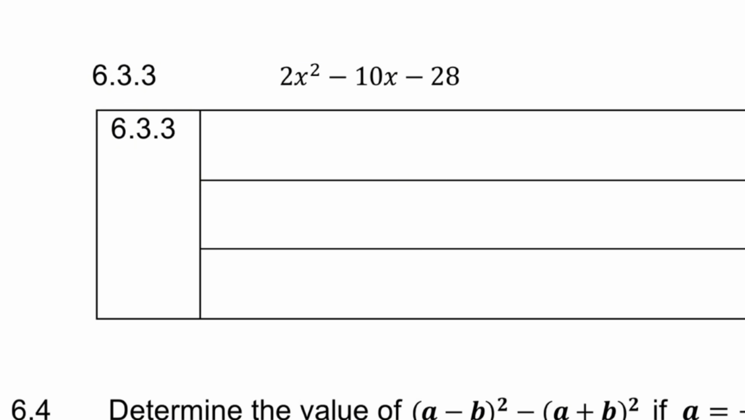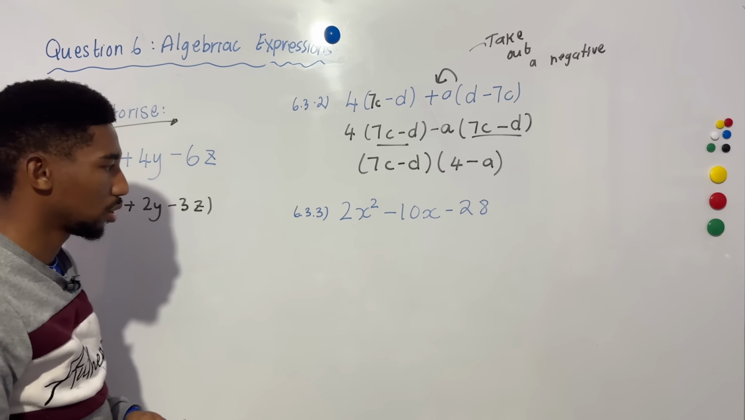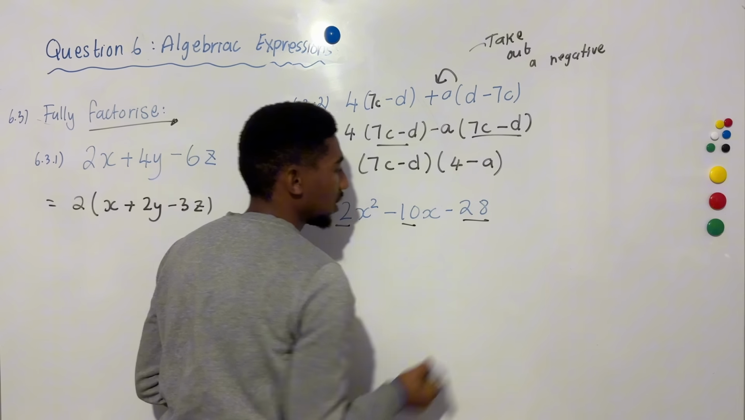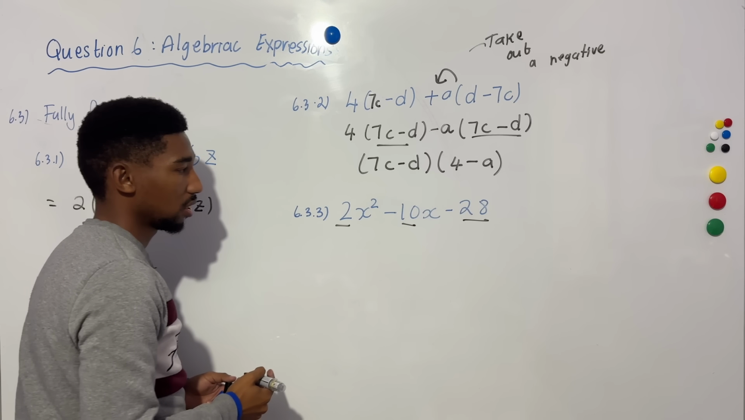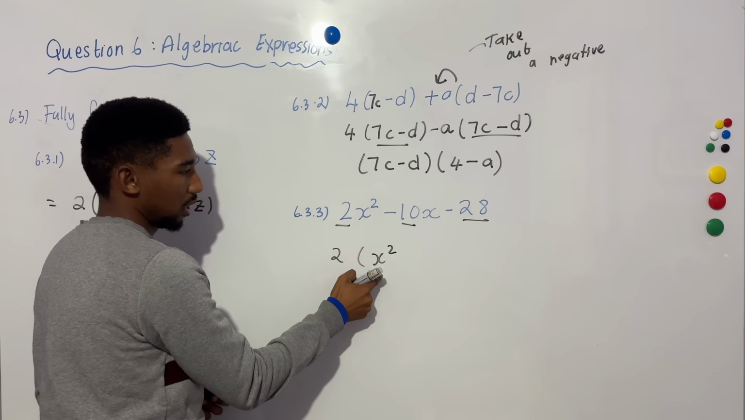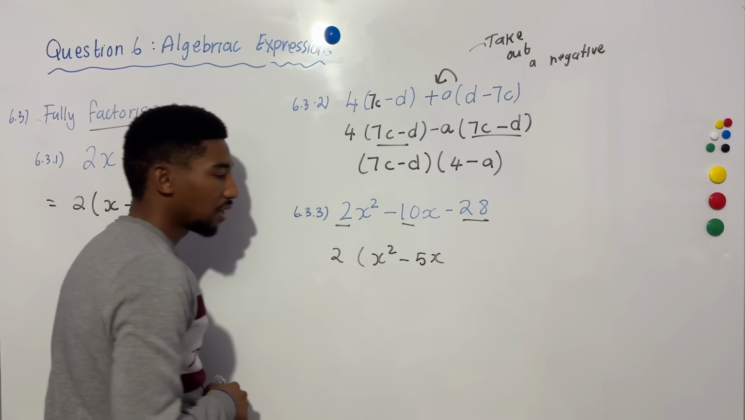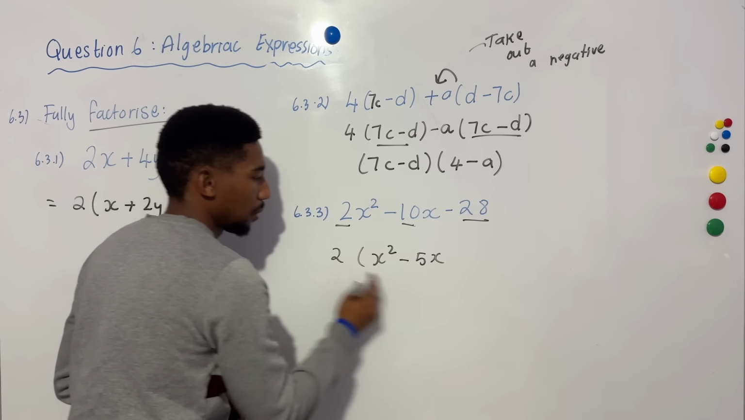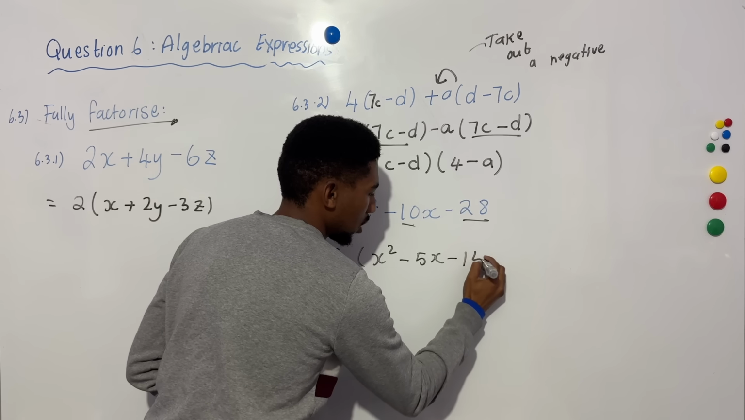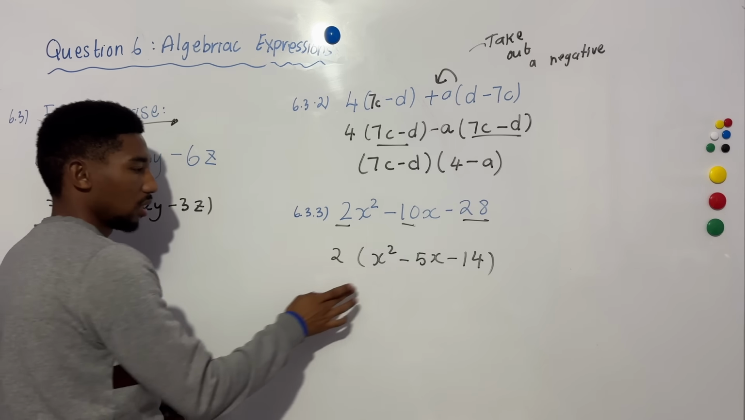Now I have a trinomial over here. I can already tell it's a trinomial looking at the 3 terms. However, before I do my trinomial, I start with looking if there's a common factor for me to take out. I can see even numbers. I can see the common factor is 2. So I take 2 out. 2 divided by 2 is just 1x squared. Minus 10 divided by 2 is minus 5x. And minus 28 divided by 2 is minus 14.